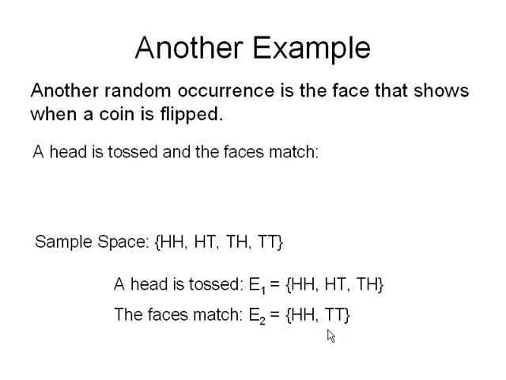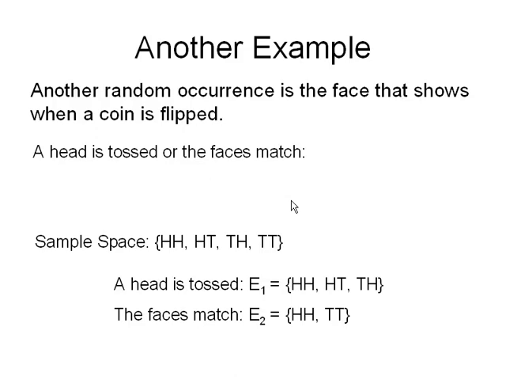What if I said a head is tossed and the faces match? So as soon as you see that and there, you know I'm doing intersection. So this is going to be the intersection of E1 and E2, and what they have in common is heads, heads. So the event a head is tossed and the faces match is heads, heads.